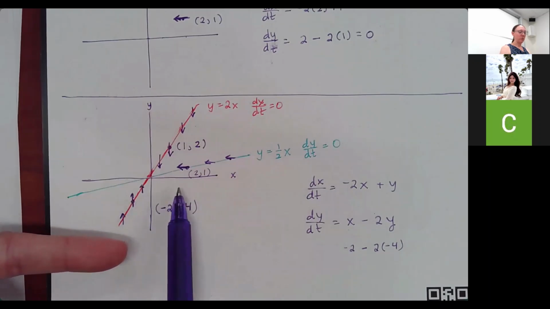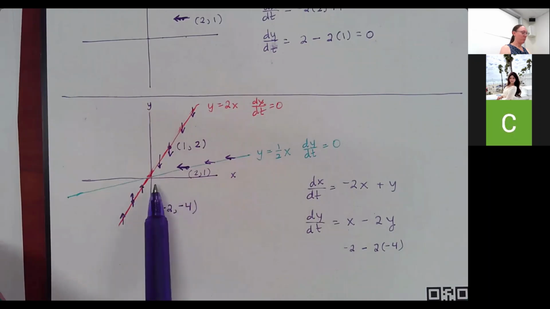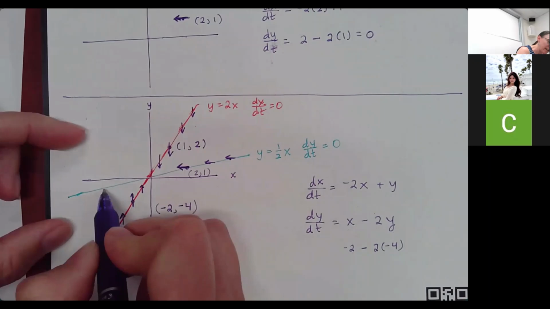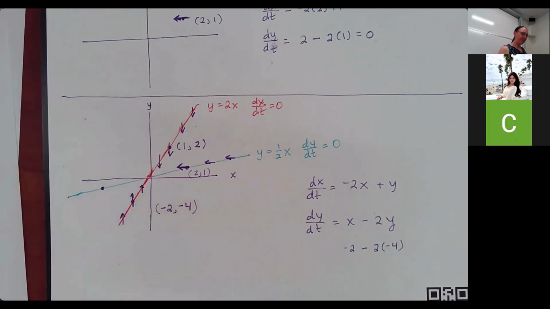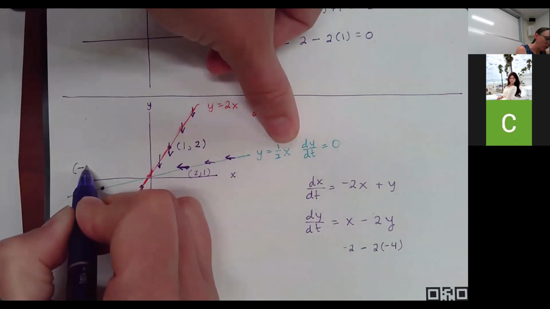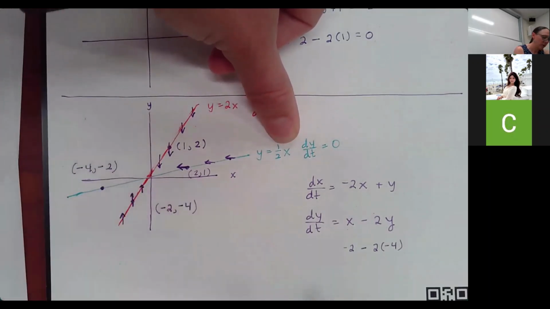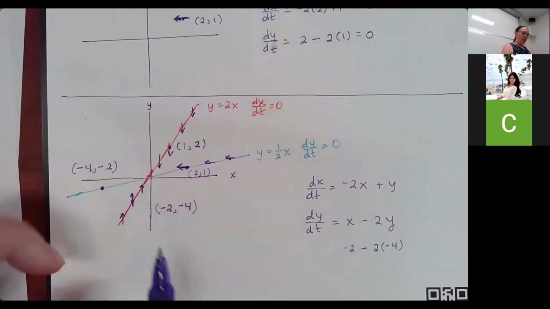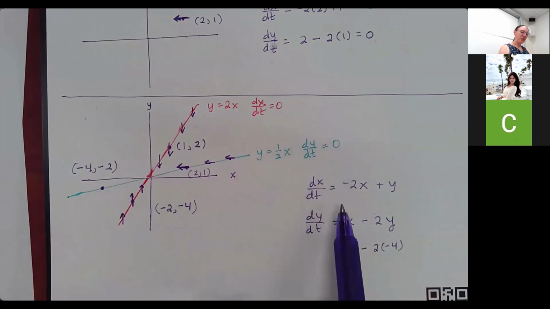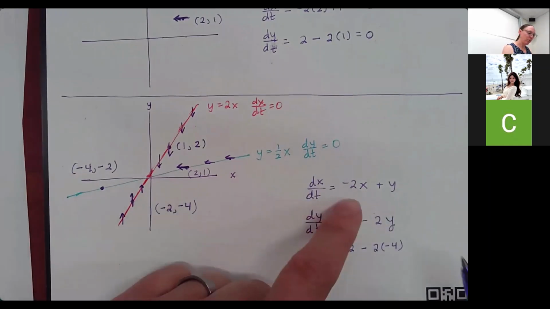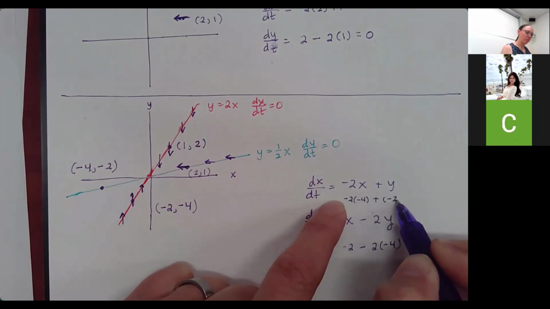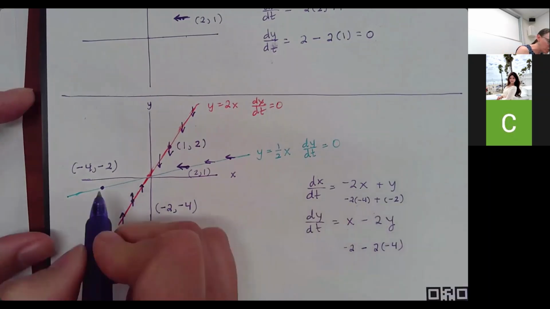It is looking like it could be stable because my arrows are appearing to point in towards the origin. And if I pick a point out here, it has to be on this line. So let's say that's the point (-4, -2). Since it's on this nullcline, I know dy/dt is 0, so I just have to check the dx/dt. So at (-4, -2), I would have -2 times -4 plus -2, which means I'm going to point to the right.